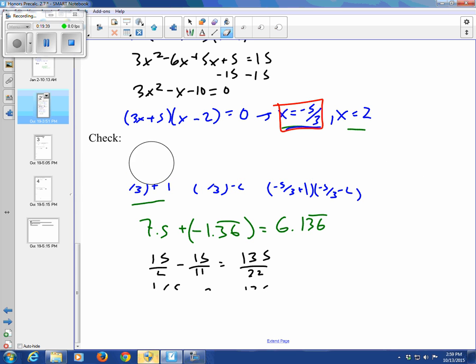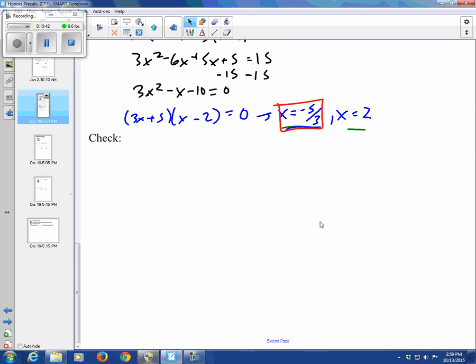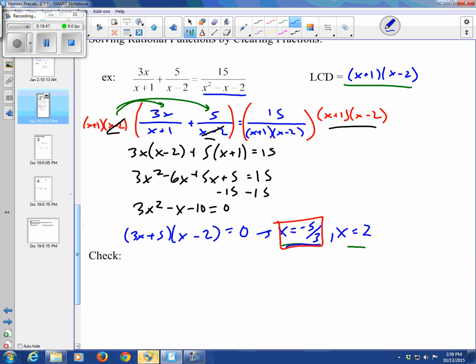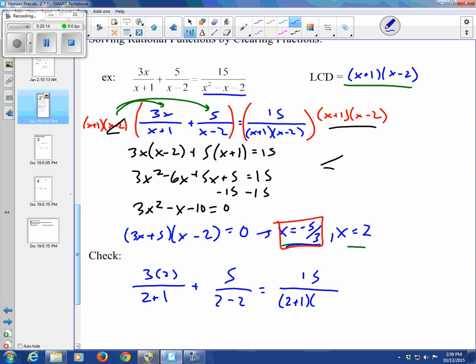Now right here, what we want to do is check our second solution. So plugging in 2 into our original equation, and again, I'll plug it in right here. That is going to give me 3 times 2 over 2 plus 1, and then right here plus 5 over 2 minus 2 equals, and then right here we've got 15 over 2 plus 1 times 2 minus 2.